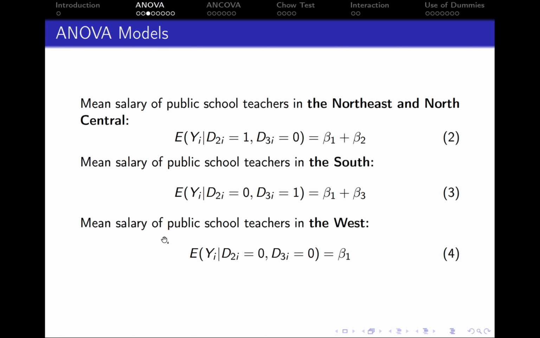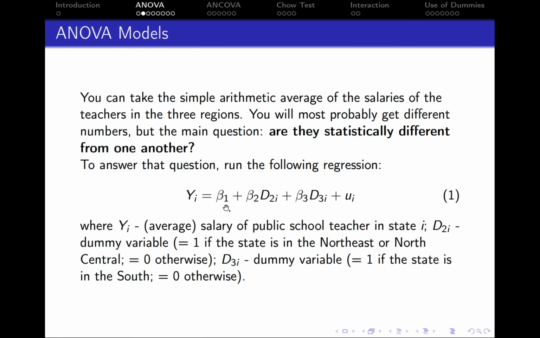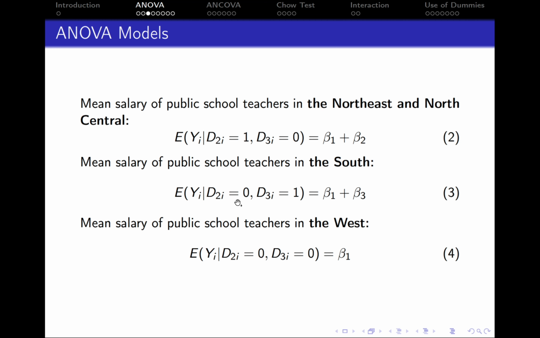When it comes to the mean salary of public school teachers in the West, we get the following. Now both dummy variables are equal to 0, and what is left is that y is equal to beta 1, the intercept.